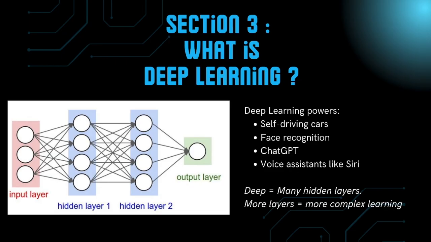Let's understand what deep learning is. When we stack multiple hidden layers together, a simple neural network becomes a deep neural network. That's why it is called deep learning. Deep learning powers self-driving cars, face recognition, ChatGPT, and voice assistants like Siri. Deep equals more hidden layers, and more layers equal more complex learning.